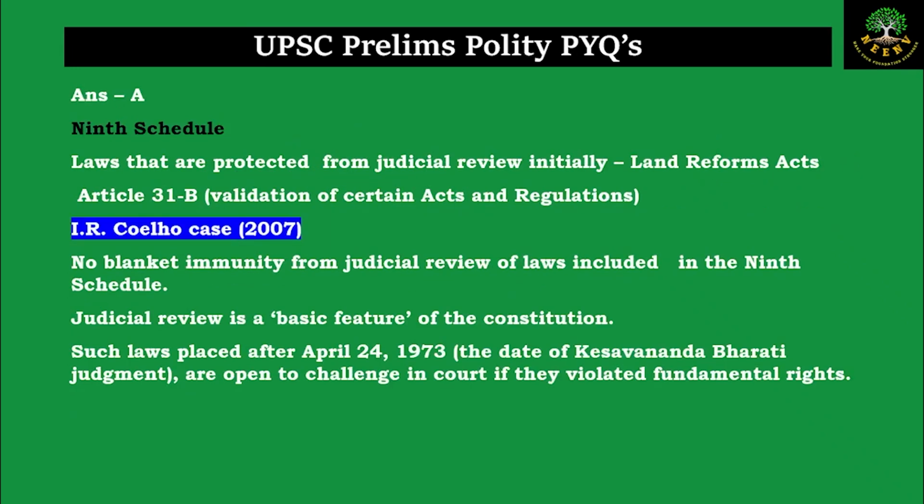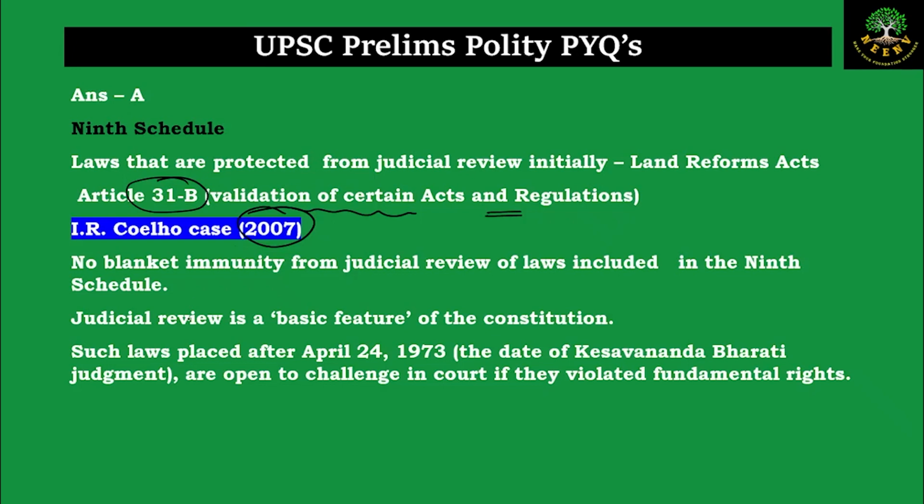The 9th schedule has certain laws that are to be protected from judicial review, and mostly they are the land reform acts and the regulations with respect to abolition of the Zamindari system at the state levels. The power to place some laws under the 9th schedule stems from Article 31B, which deals with the validation of certain acts and regulations placed in the 9th schedule. Initially, a blanket immunity was given to all these acts and they could not be questioned in a court of law. But later on in 2007, in the I.R. Coelho case, the Supreme Court said that no blanket immunity should be given from judicial review for laws which are included even in the 9th schedule.